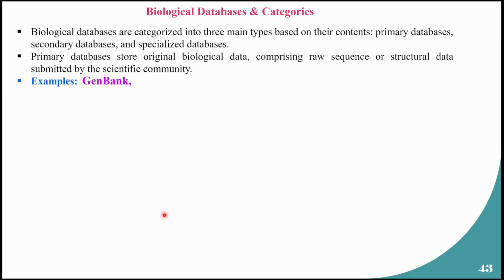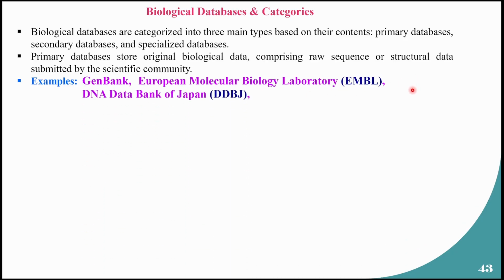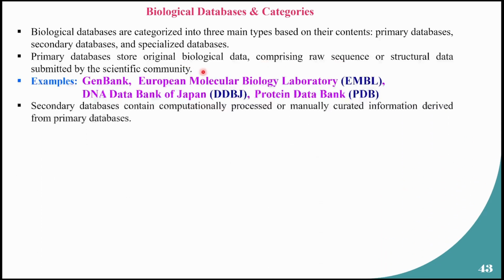And then for the biological databases, you had three types of database, the overall classification. So one was the primary database, which has GenBank, then EMBL database, then your DNA Data Bank of Japan, as well as Protein Data Bank (PDB). So those are examples of primary databases, which basically store original biological data. They have raw sequence or structural data that are submitted by the researchers. Okay, so that's the primary databases.